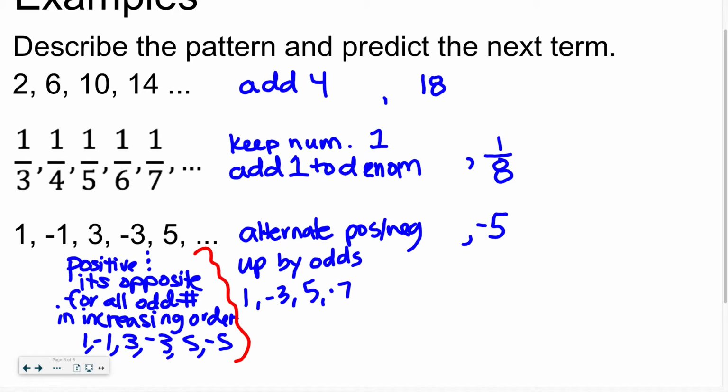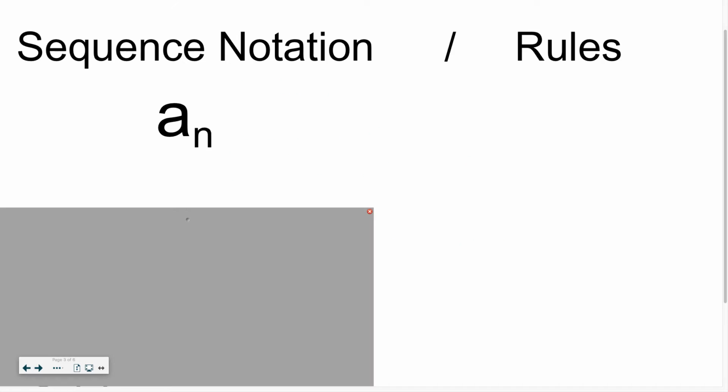Okay, so I keep using this phrase rule, so I need to start talking about that. We're going to switch over momentarily to sequence notation and rules. Sequence notation is a lot like I have over here on the sideboard. In Algebra 1, I think you get introduced to function notation f of x, just a fancy way to write y. And then in probability, I gave you a new notation for probability, p of A, so the probability of event A. And now I'm talking about sequence notation.